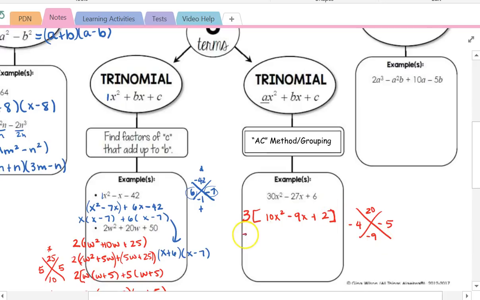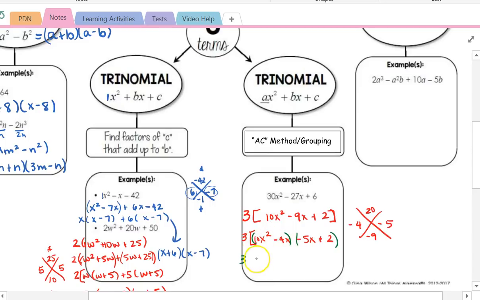answer there. So take 3, write this as 10x squared minus 4x. It doesn't matter the order that you write it. It should work out either way. And then plus 2. So we're always writing what was in the original. Okay, so group it. I'm going to change colors here. Group it, group it. So the 3 is out in front.